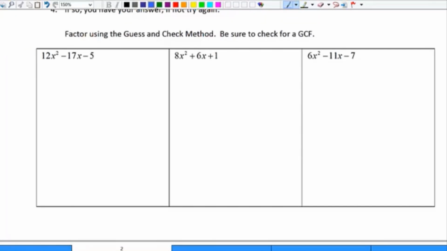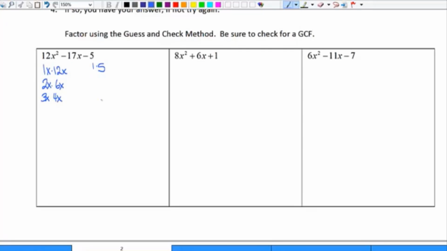So on the first problem, there is no GCF, so I'm going to go ahead and go straight to step 1, which says list all the factors of A. So the factors of A could be 1x times 12x, it could be 2x times 6x, or 3x times 4x. Those are the only ways we can get to 12. List the factors of C. Okay, well the factors of C, the only way to get to 5 is 1 times 5. Yay, I love that there's only one choice there. That's going to make my problem a whole lot easier when I'm guessing and checking.